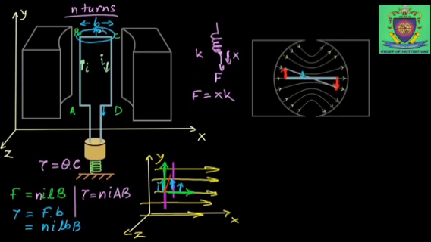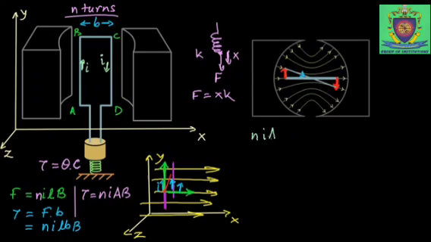Then there is no torque effect created by BC and AD. Now which am I considering for the torque? I am considering the torque only from AB and CD. So the forces at BC and AD cancel each other. Now I can equate my torque and the spring constant torque. I can follow the derivation now.